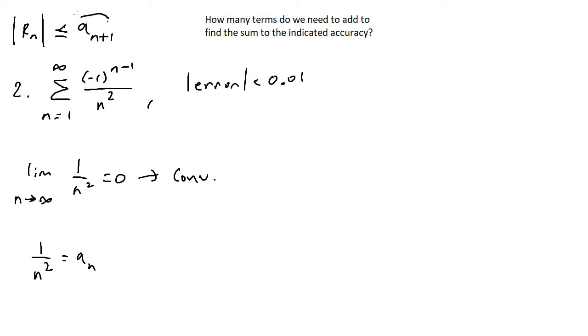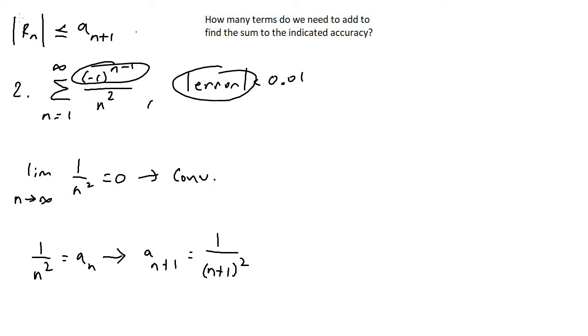So we need to find a sub n plus 1. All we're going to do is replace n with n plus 1. So a sub n plus 1 is going to be equal to 1 over n plus 1 squared. Once again, the reason we can take away the alternator is because we're taking the absolute value of the error, or the remainder. When we take the absolute value, we can automatically get rid of the alternator.